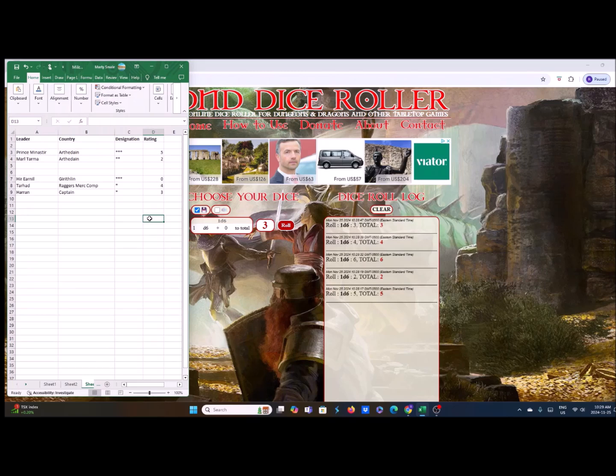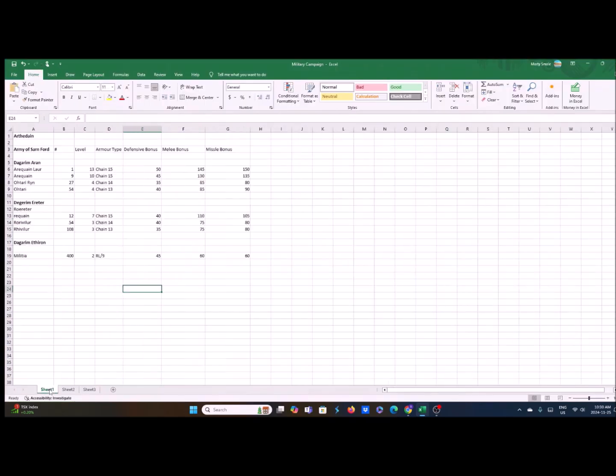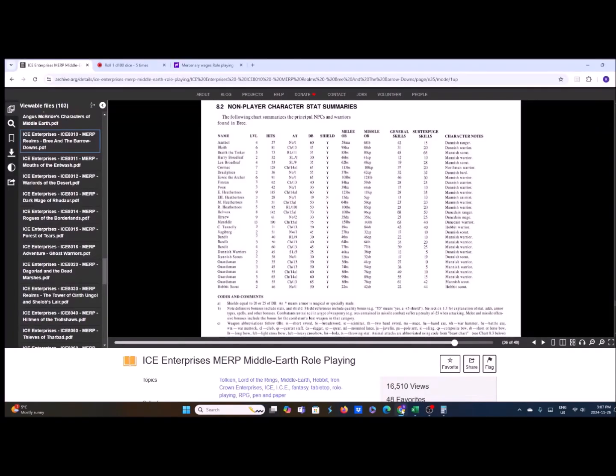But tactically, if you're in part of the combat, I could go make lists for every company. But I won't. Just the main guys for now. So there we have that. One thing I did forget was to add some Rangers to the army of Sarn Ford.